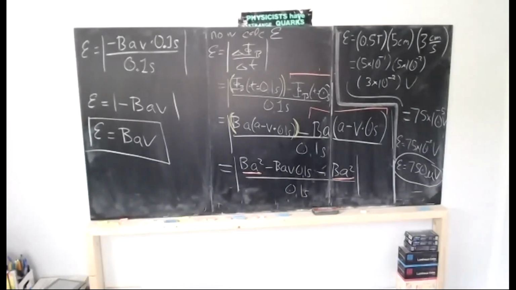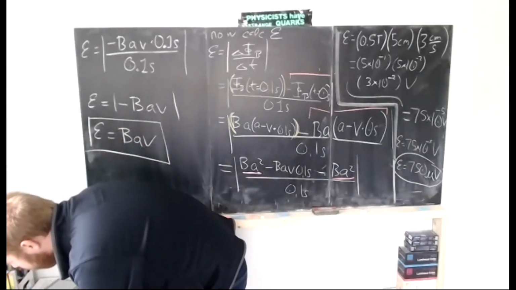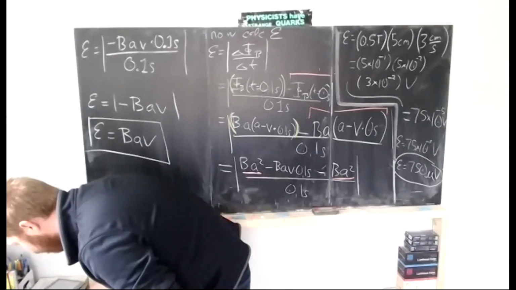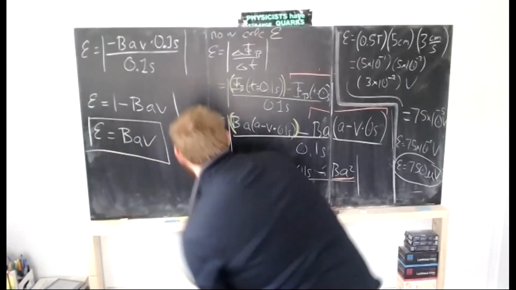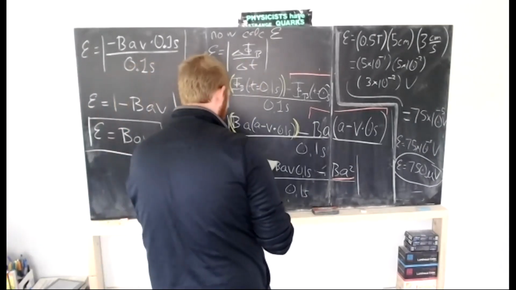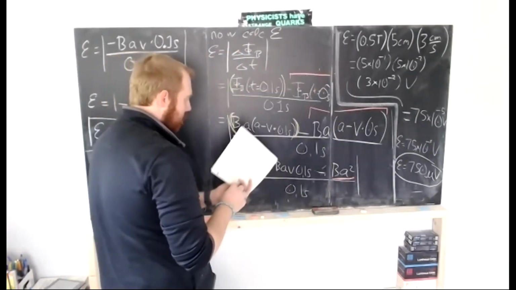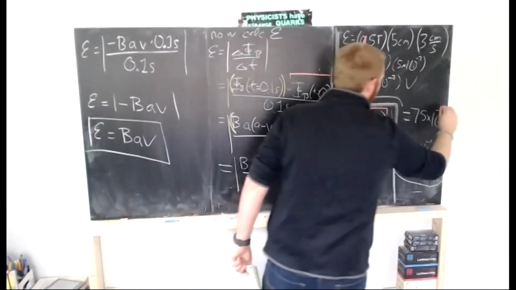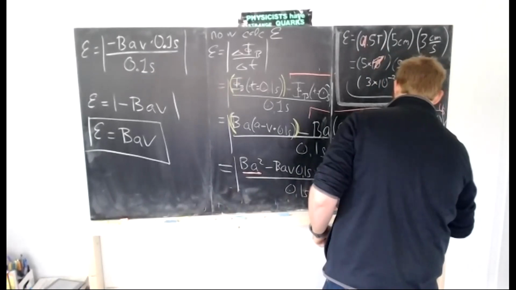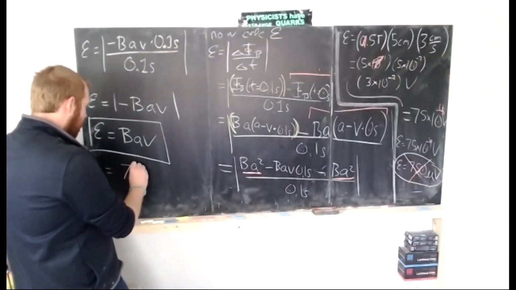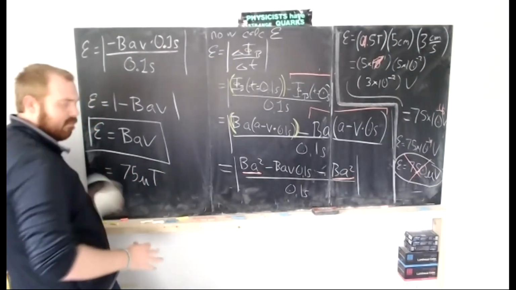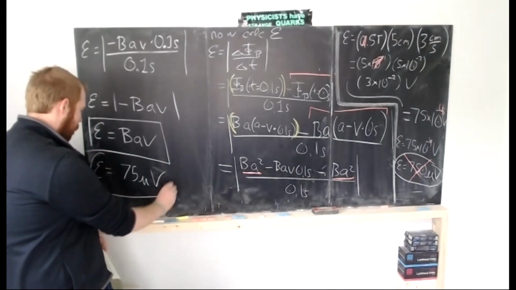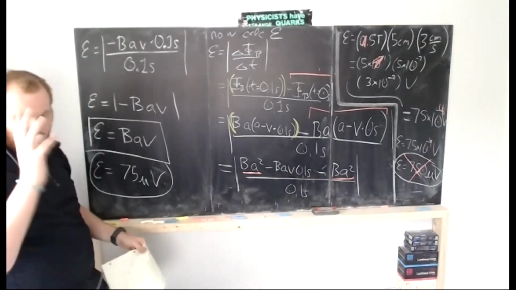Let's see here. I thought B was 5 Tesla. Let me check. What did I write initially? I initially wrote, let's see, page 3. Okay, Ben, you're correct. I initially said 5 Tesla and then calculated with 0.5. So easy fix. It's only a shift of 10. So this is 5, this will be minus 4, 75 microvolts. I accidentally wrote 0.5 Tesla instead of, or not Tesla, volts. I shifted my power of 10 by 1. Sorry about that.